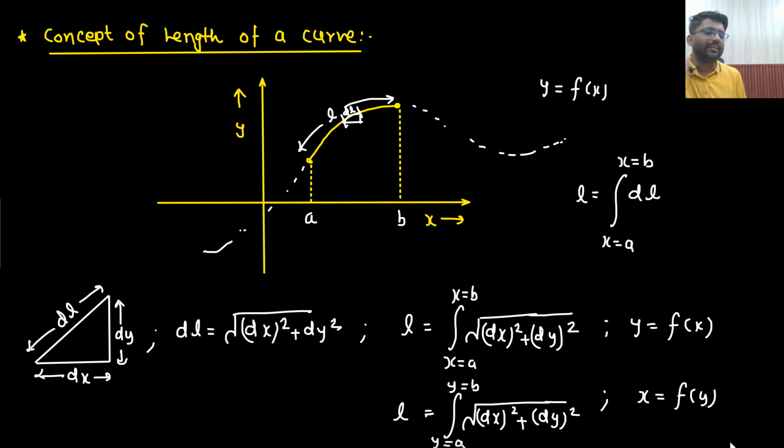You don't need to mug up anything. With respect to the question, you will be able to understand everything. Are you able to understand this point? You only need to remember that dl will be nothing but under root dx square plus dy square. That's it. If you remember this much, your job would be done. Sir, do I need to remember the limits for y equals to f(x)? Nothing you need to remember. Let's solve a problem. It will be completely clear to you.